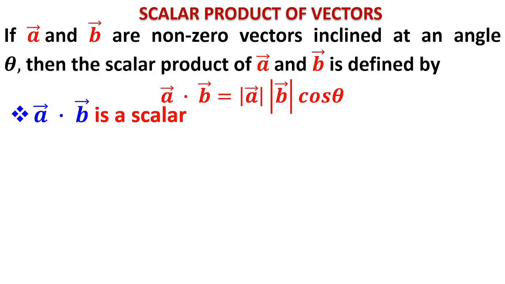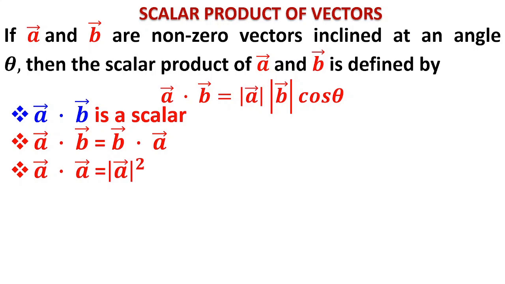Vector A dot vector B is a scalar because on the right hand side you have magnitude of A, magnitude of B and cos theta, all of which are real numbers. Therefore A dot B is a scalar. A dot B is the same as B dot A. We will be using it while we are proving some results.